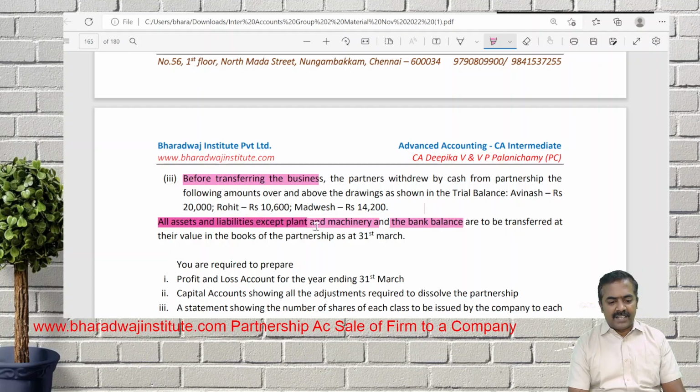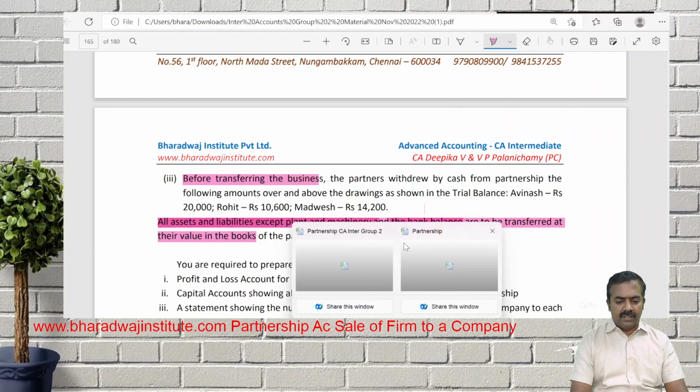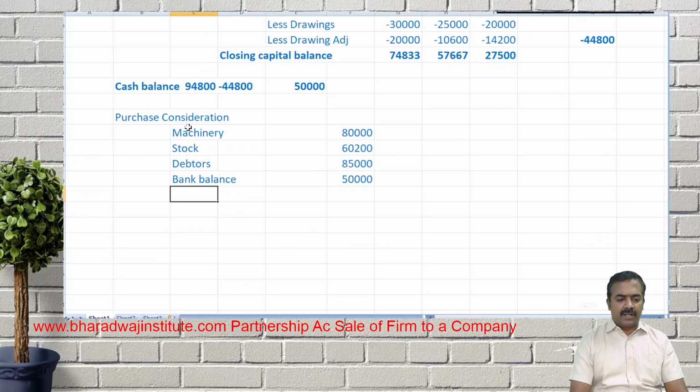All assets and liabilities except plant and machinery and bank balance are to be transferred at what value? Book value. Plant and machinery, there is a revised value. Bank balance subject to what? The drawings. Bank balance subject to drawings is transferred to the company. So the company takes over the bank balance also.